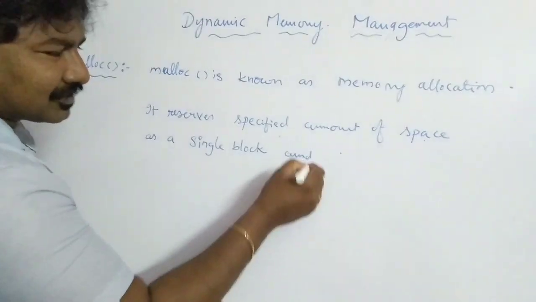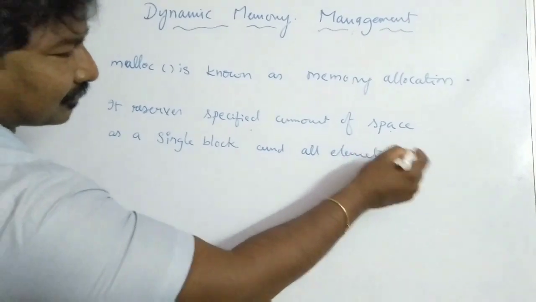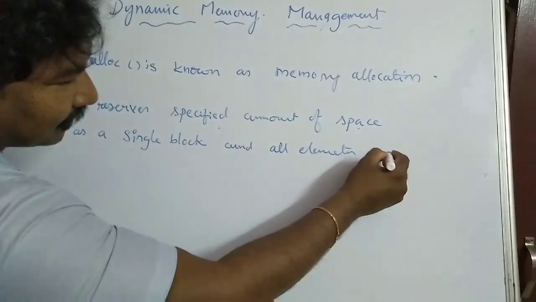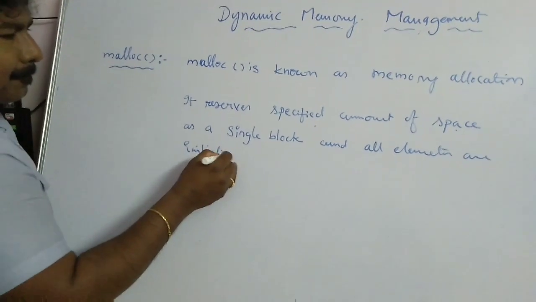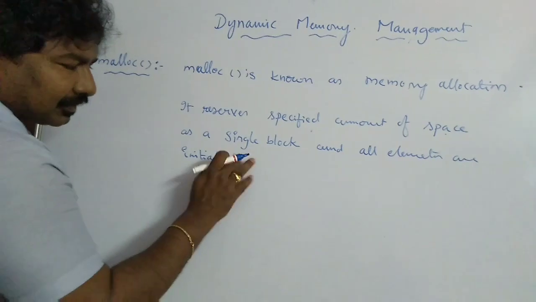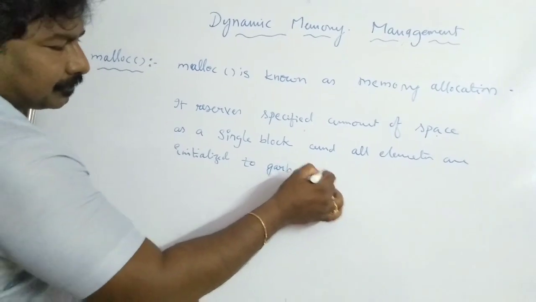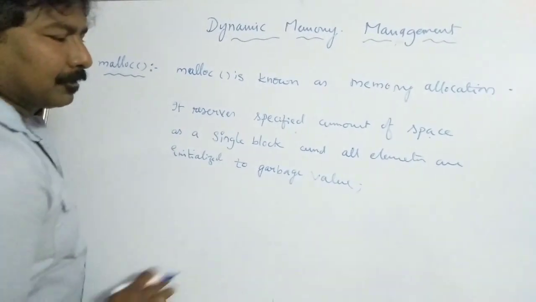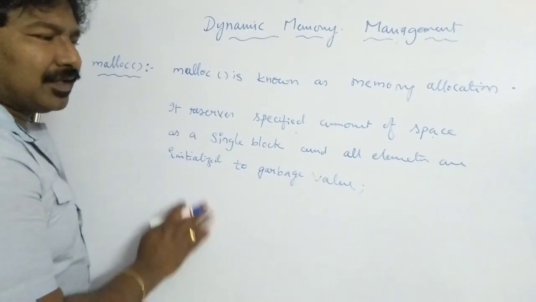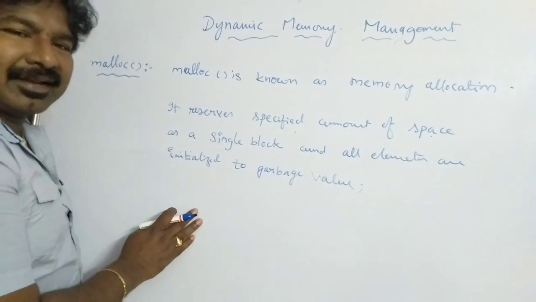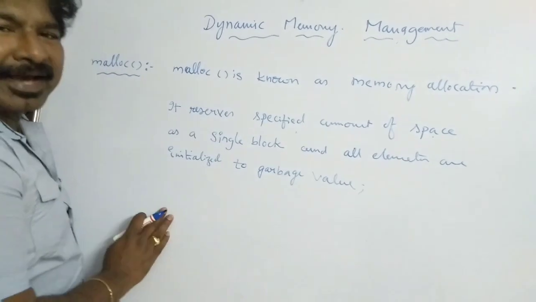Another important thing is that all elements are initialized to garbage values. Okay friends, what this means is, if I create an array with malloc and want to store 10 elements in this particular array, the initial values of all the elements will be garbage values. So this is malloc.